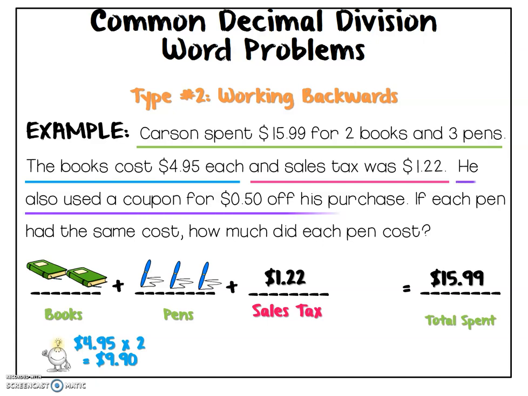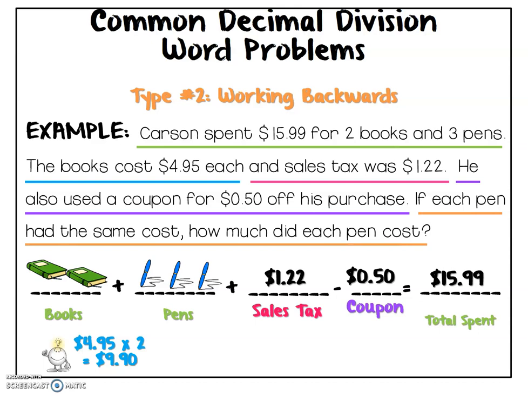The next sentence reads, he also used a coupon for 50 cents off his purchase. Now I remember from the last chapter that using coupons is often a signal to subtract. So that means when I was at the cash register and I put the books, the pens, and the sales tax together, when I handed the cashier my coupon, he would have subtracted that 50 cents off of the total bill. Now I have all the pieces of my puzzle, so I can work backwards to figure out, if each pen had the same cost, how much one cost.